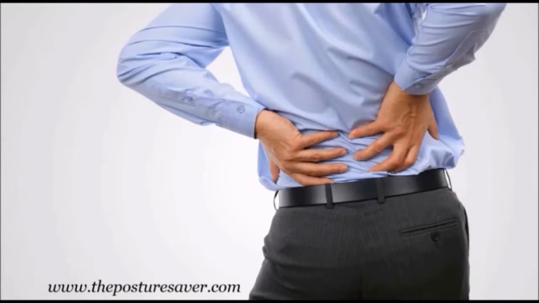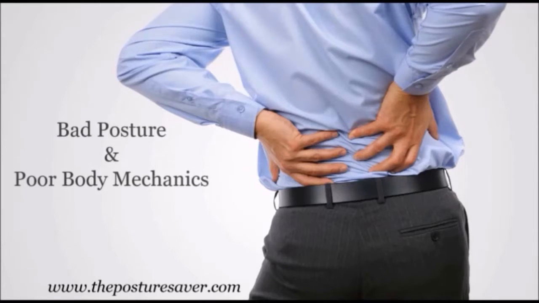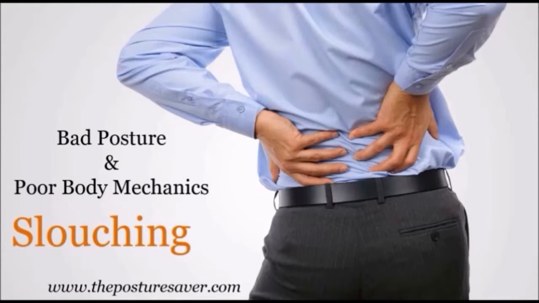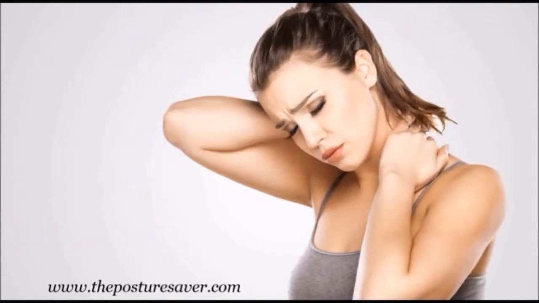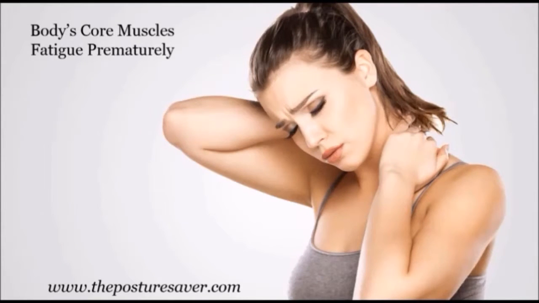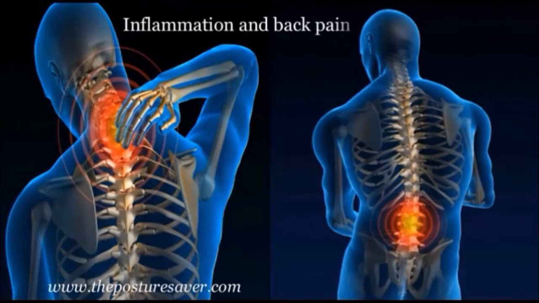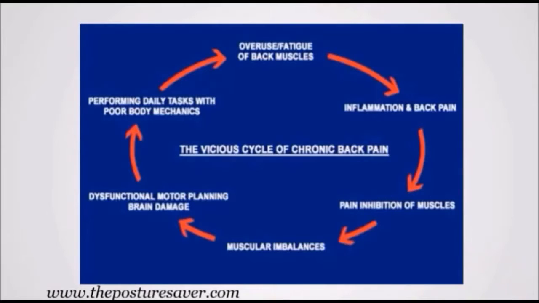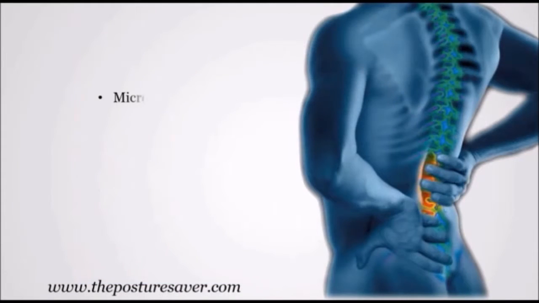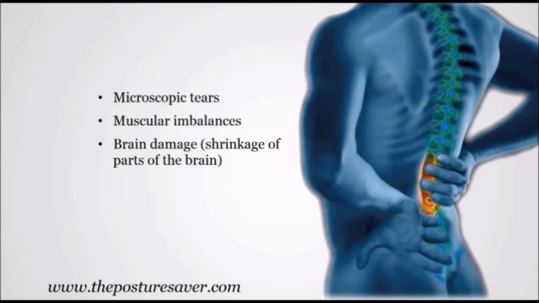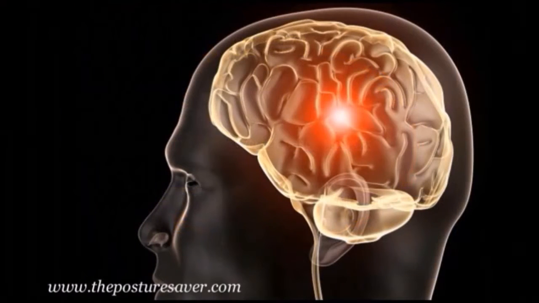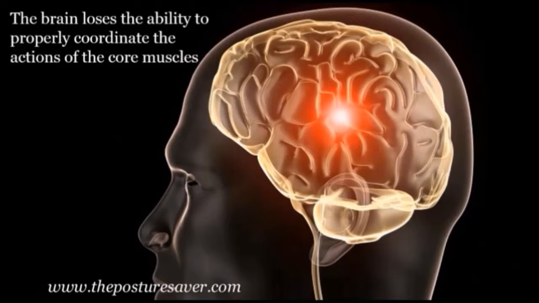It all begins with the act of performing our daily activities with bad posture and poor body mechanics. This is commonly referred to as slouching. As this is repeated enough, it causes the body's core muscles to fatigue prematurely. Inflammation and back pain ensue. This ends up inhibiting the core muscles from properly functioning. As a result, our back muscles will experience microscopic tears, muscular imbalances, and even brain damage, such as shrinkage of parts of the brain. As this process is perpetuated, the brain ends up losing the ability to properly coordinate the actions of the core muscles.